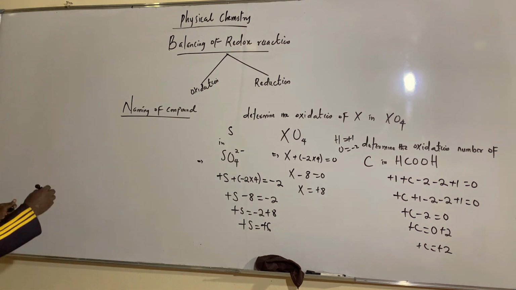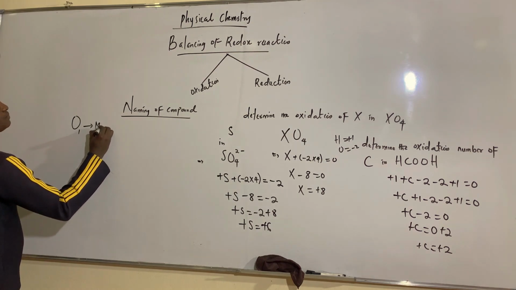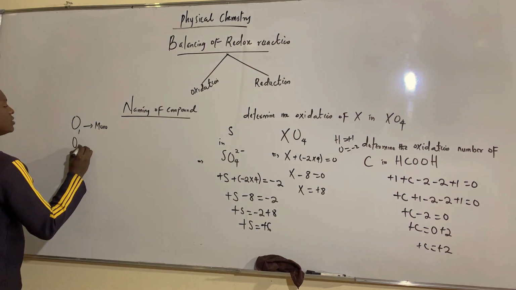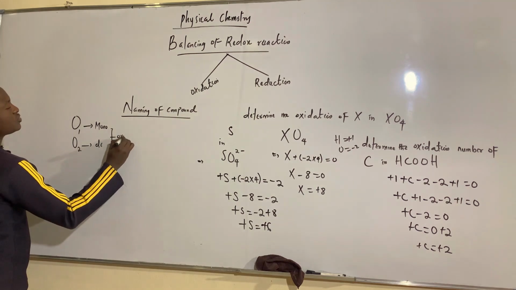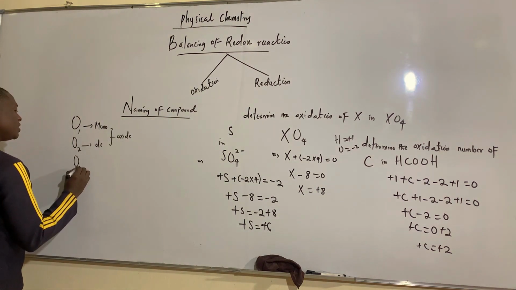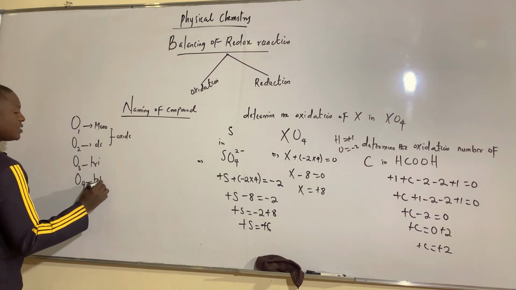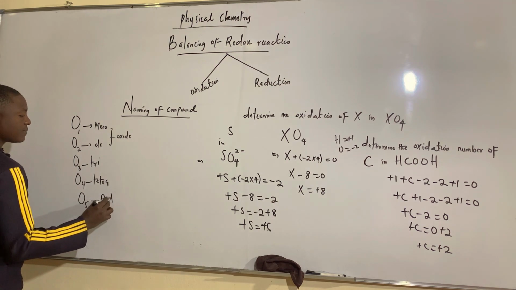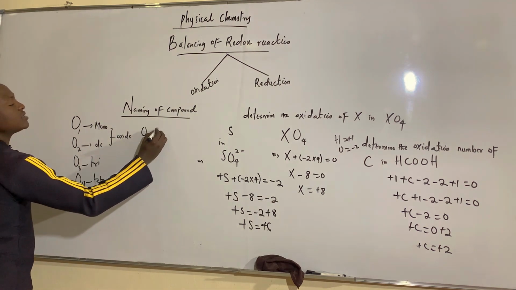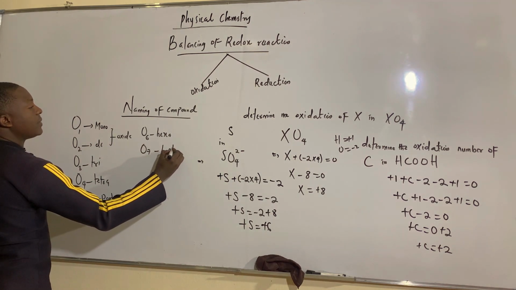So let me just give you the logic of this. When oxygen is 1, in general, we use mono. And we have 2, that one is di, but mostly we use oxide for the 2. When we have O3, that one is tri. When we have O4, that one is tetra. When we have O5, that one is penta. When we have O6, that one is hexa. When we have O7, that one is hepta.